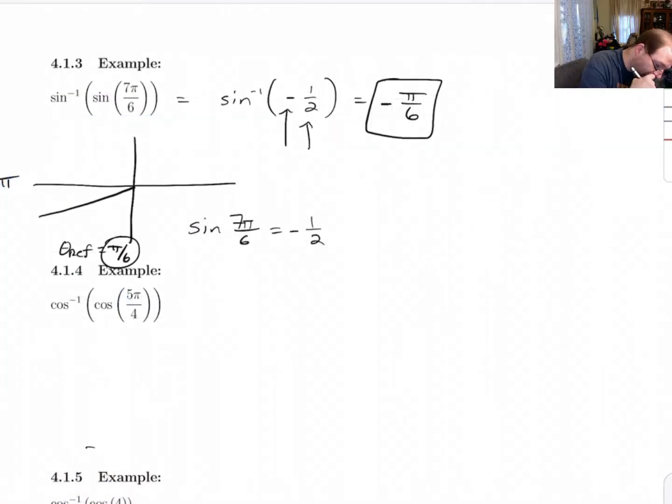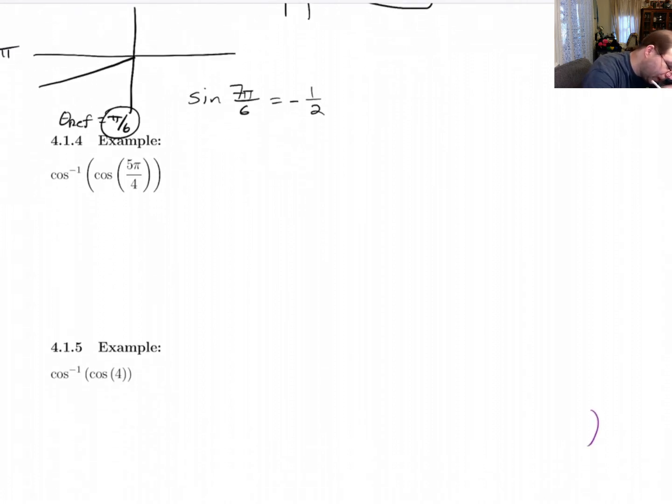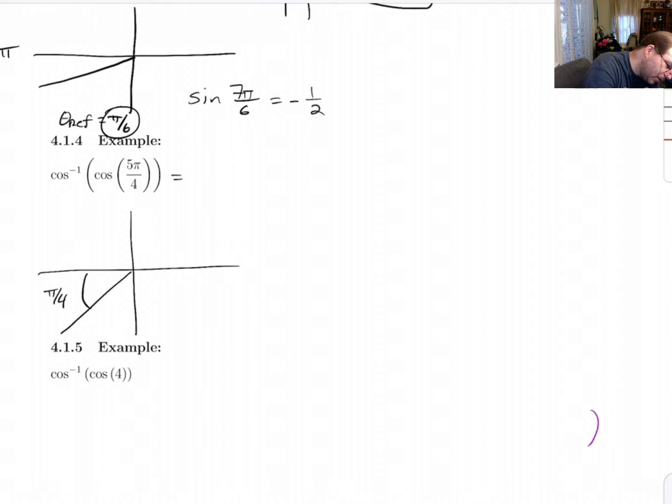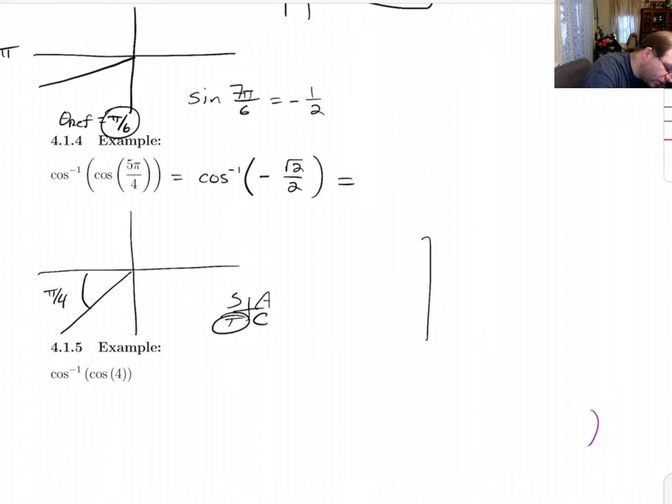Let's do the next example. Inverse cosine of cosine of 5 pi over 4. All right, so cosine of 5 pi over 4. 5 pi over 4 is down here. Our reference angle is pi over 4. So when I do cosine of 5 pi over 4, cosine's negative in the third quadrant, so this is minus root 2 over 2. And now what I've got to do is say the inverse cosine of minus root 2 over 2.